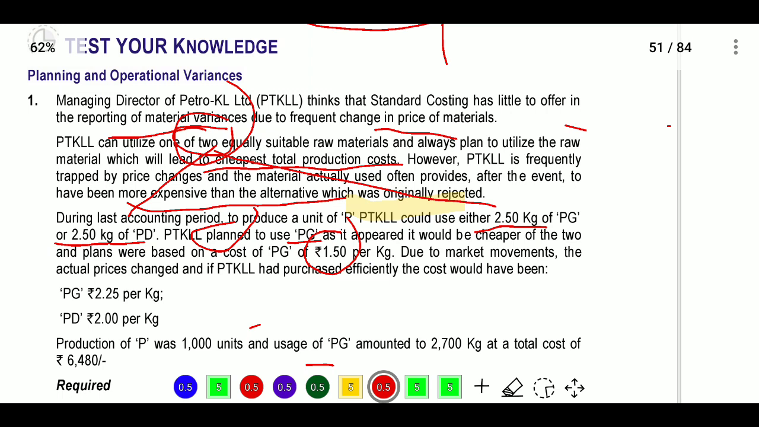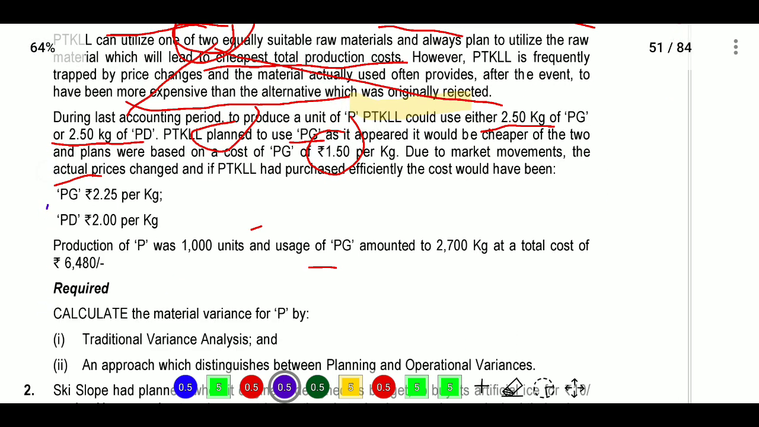Next, due to market movement, they are providing the actual prices. What is the actual price? The cost of PG would be 2.25. In case of PD it will be 2 rupees per kg. So we were planning to purchase PG, which was budgeted at 1.5, but now the PG value will be 2.25. If you go for PD, we have 2 rupees only.